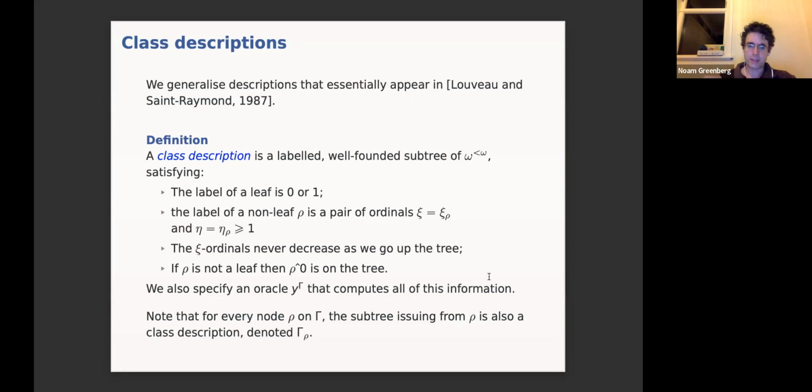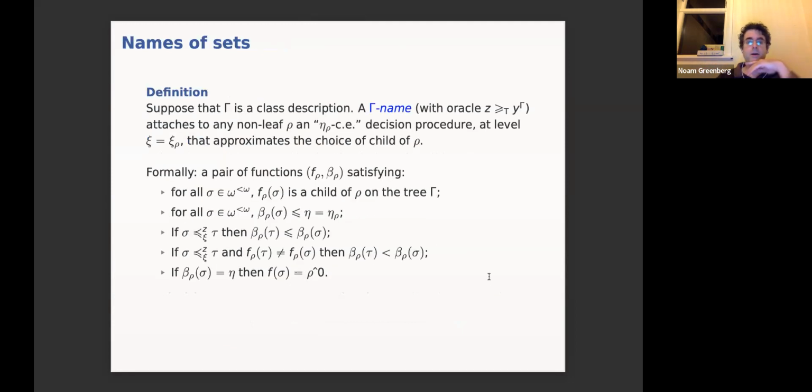The thing to note is that if I take any node on one of these labeled trees and just make it the root and throw away everything else, that itself is a class description, a simpler one, if you like. Okay, so that's a description of a class. What's a description of a set in the class? We call that a gamma name for a set in gamma.